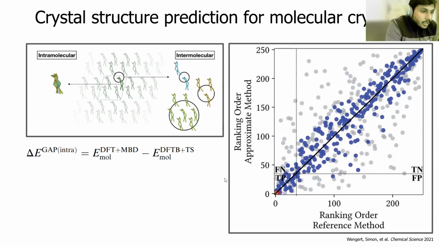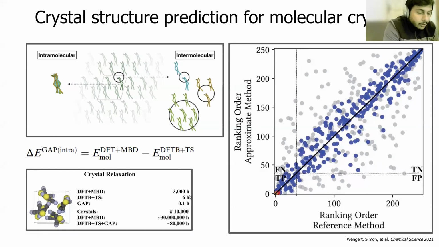Again, just some numbers on how efficient these models are. If you use density functional theory plus many body dispersion, you need like 3,000 hours to do a crystal relaxation. We're talking about computational time here. And if you use density functional tight binding plus some dispersion correction, which is your baseline, you need like 6 hours, and with the GAP potential, it just takes 0.1 hours to do a prediction. So here are the total times for 10,000 crystals. This kind of tells you the amount of time that you save by adopting an approach like this.